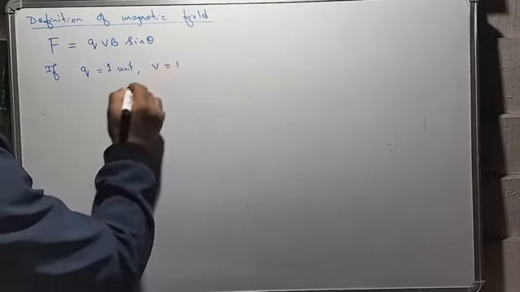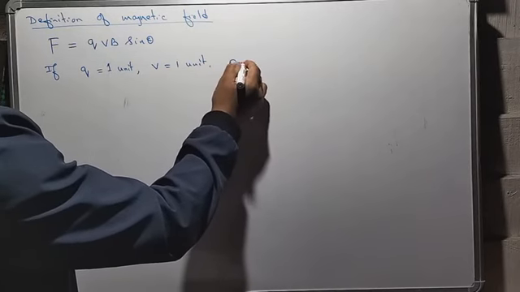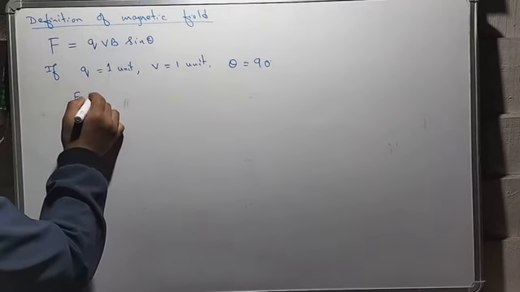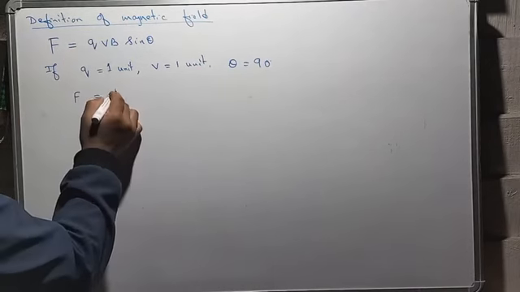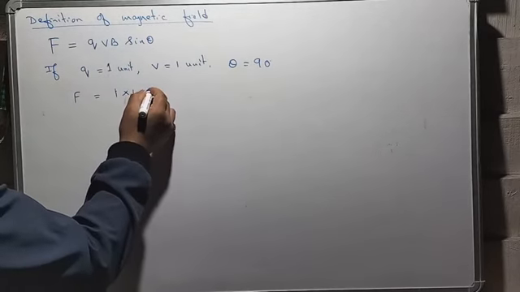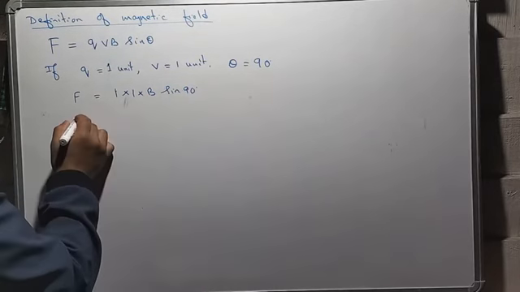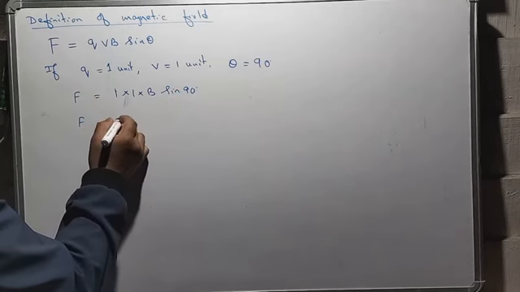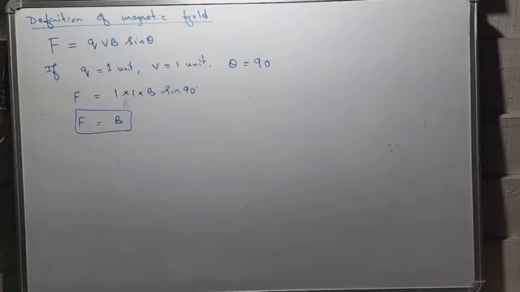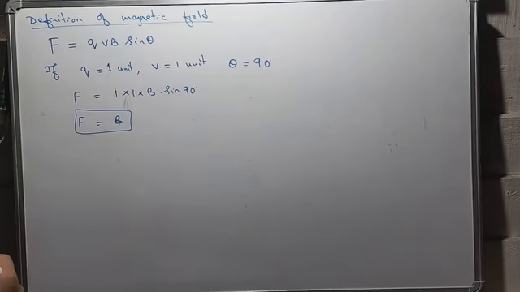Similarly, the velocity is 1 unit, and theta, let's say it is 90 degrees. So your force here becomes, instead of Q you write 1, instead of V you write 1, B, sine theta means sine 90 degrees. So F, if you simplify the right hand side, you will get just B. So what does it mean? This magnetic field is numerically equal to the force.